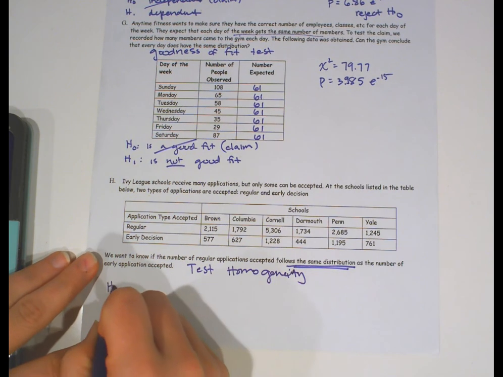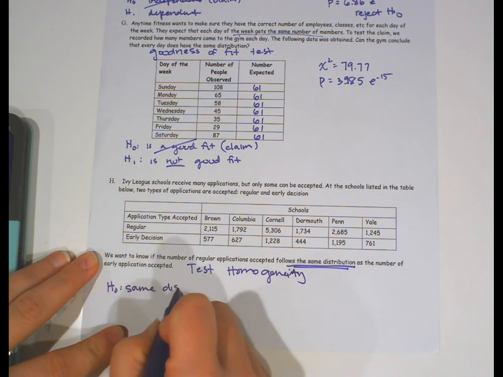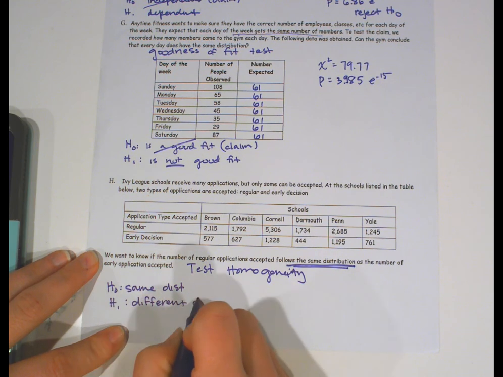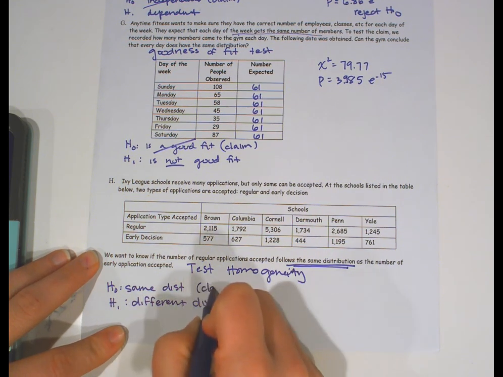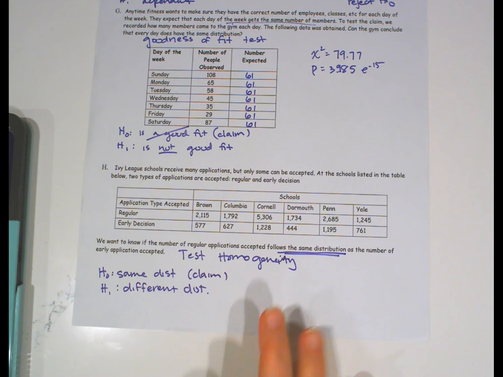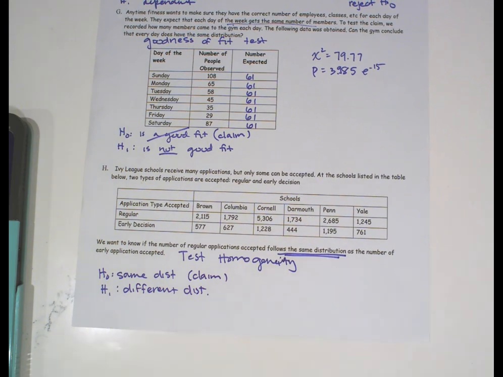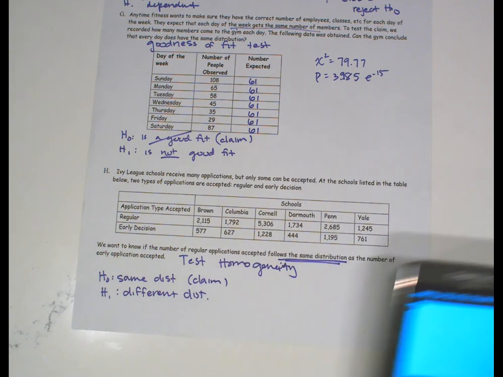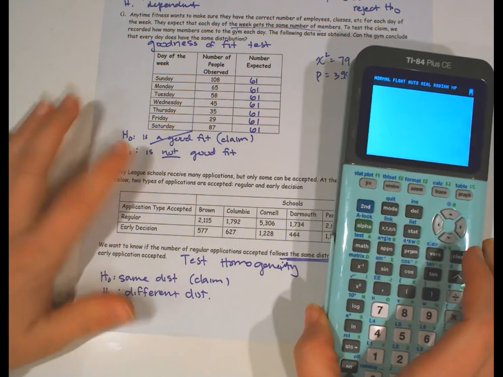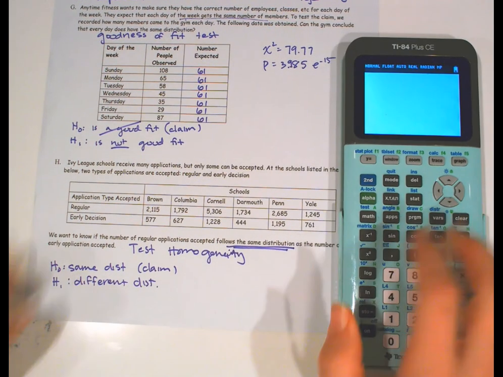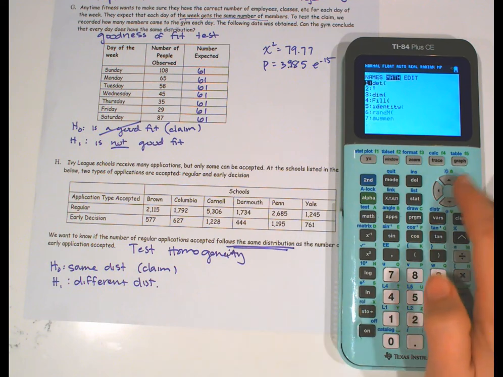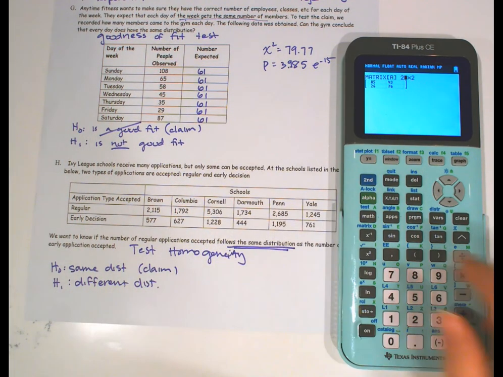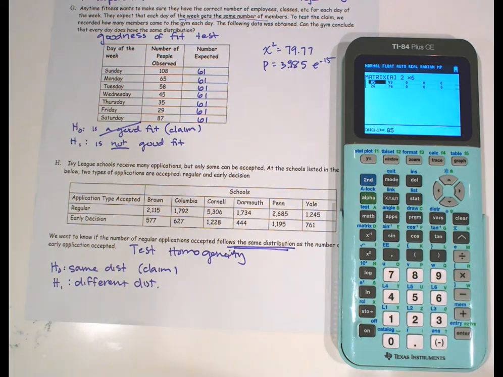So our null is that they follow the same distribution. Our alternative is that they follow different distributions. So they're claiming that they have, right, we're seeing if they have the same distribution. We run our test just like we do our test of independence. So we're going to type this into matrix A. If I go over to second, matrix, I'm going to edit. This is going to have to be 2 by 6.